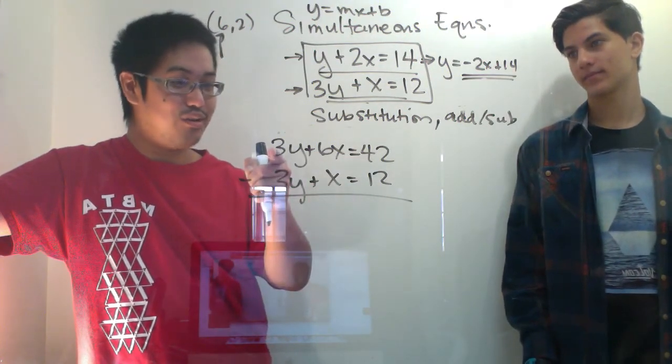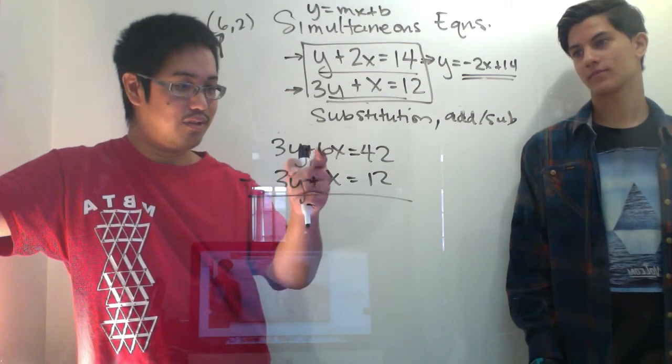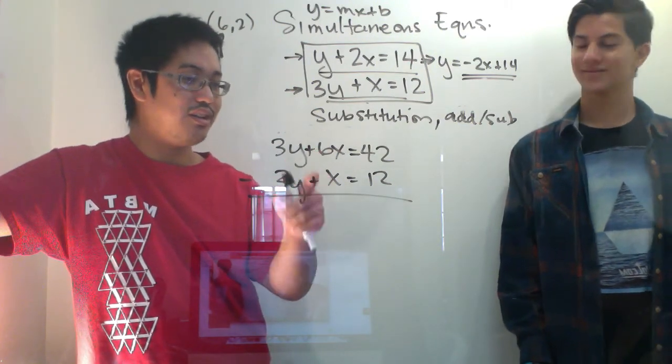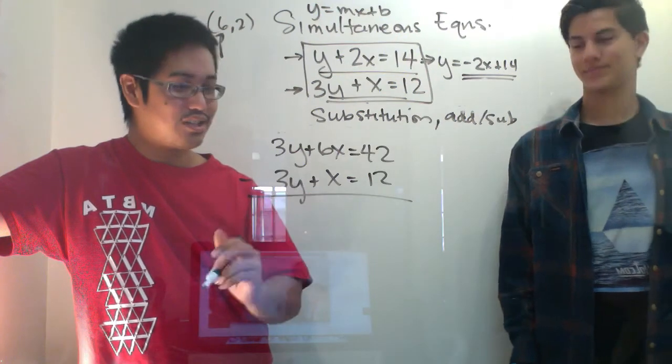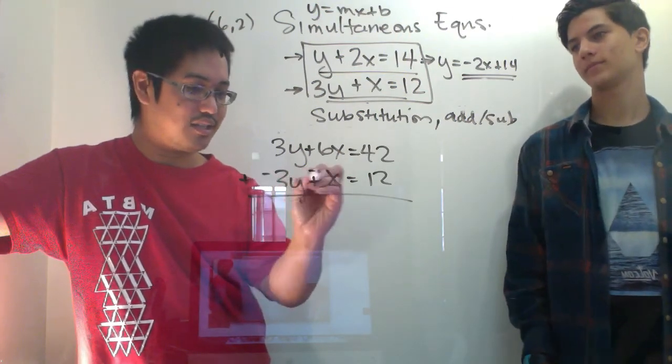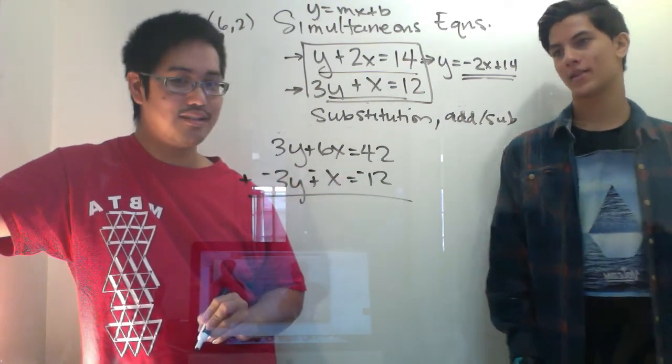I'll always go, oh, it's 3y minus 3y, that's 0, and then 6x plus x. Oh, no, you need to subtract this. So what I like doing is I like adding and then changing the sign on it. Okay, I see. That's the reason why.